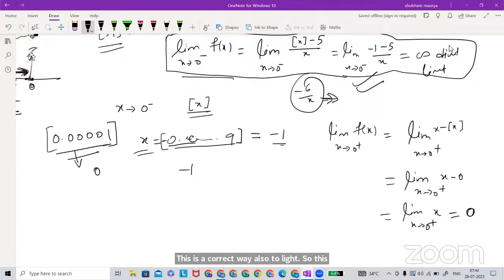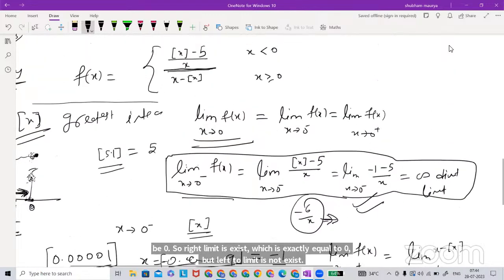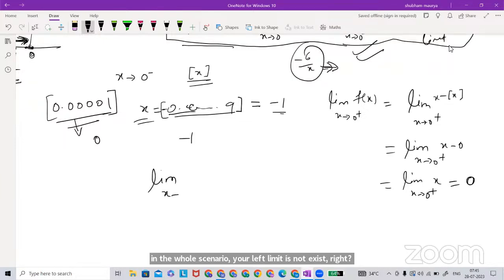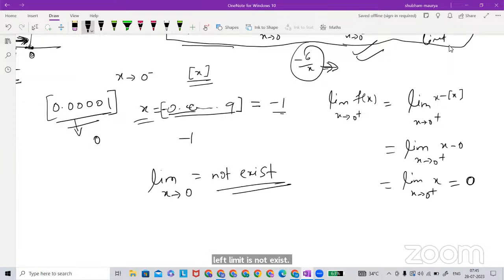So the right limit exists and is exactly equal to 0, but the left limit does not exist. So at 0, we don't have a limit. If the left limit does not exist and the right limit exists, then for the limit as x goes to 0, not even left or right, just asking the limit as x goes to 0, we will say it does not exist, because the left limit does not exist. If both exist and are equal, then we will say the limit exists at 0. If any one of them does not exist, then you will say the limit at 0 does not exist.